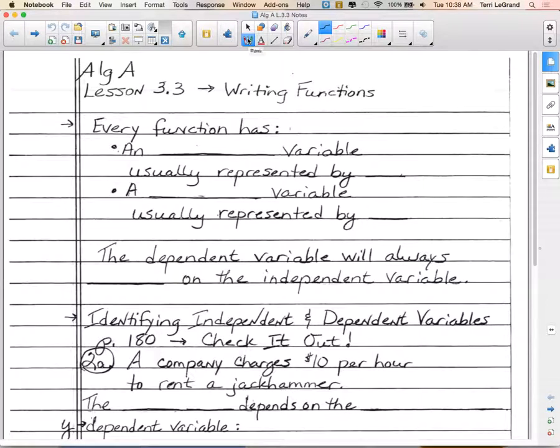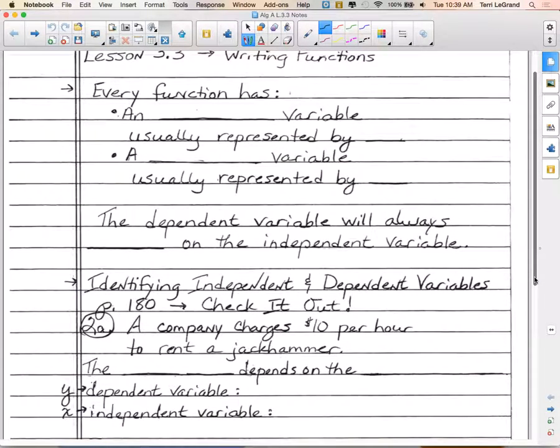So our learning goal today: I can identify the independent and dependent variables of a function. We're still working with functions, and we're going to find out what we mean by independent and dependent variables. And then I can write an equation in function notation. It's kind of like a special way of identifying that it's a function and writing it in function notation.